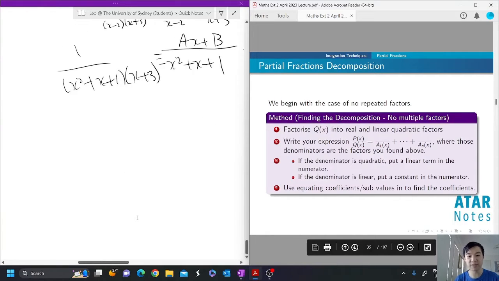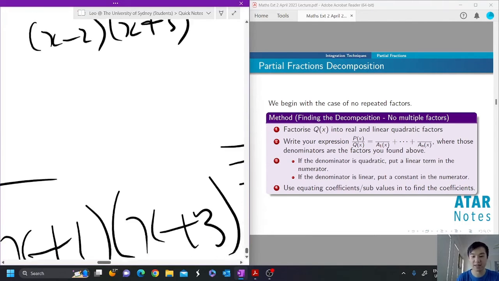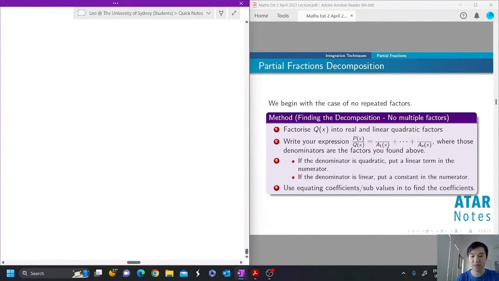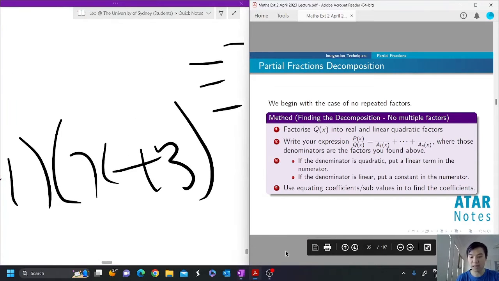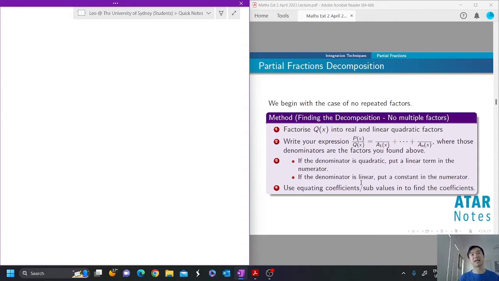So let's begin with a simple case where there are no repeated factors, so there's no x minus 2 squared or something like that in the denominator. Just factorize your denominator, so factorize your q of x into real linear or quadratic factors. Then write your expression like that. If your denominator is quadratic, put a linear term in the numerator. If your denominator is linear, put a constant. So you want the numerator to have degree 1 less than the denominator.